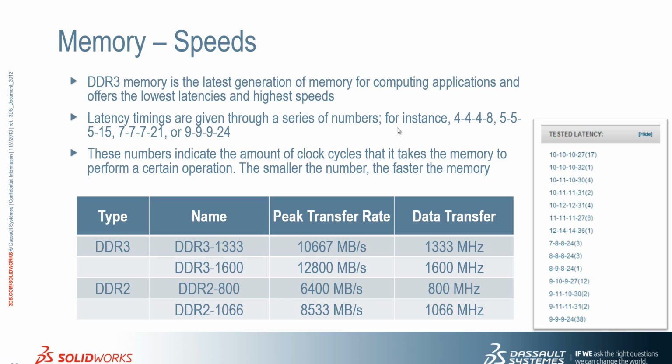Normally the higher the megahertz, the higher the peak transfer rate. So DDR3 1600 is rated to about 12,600 megabytes per second, which is a lot. The other thing is latency.